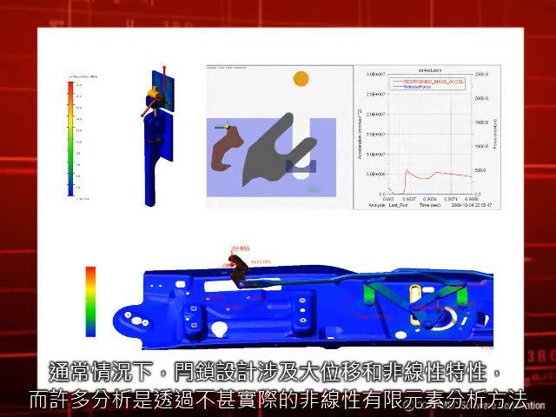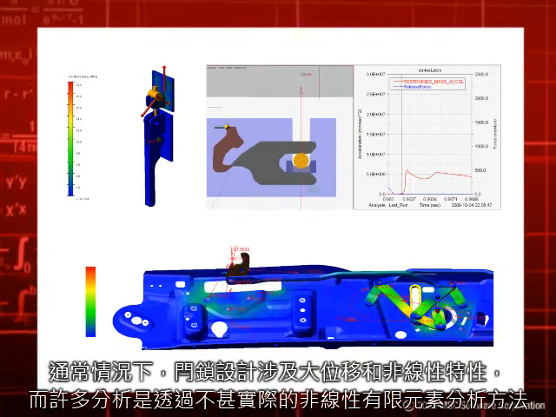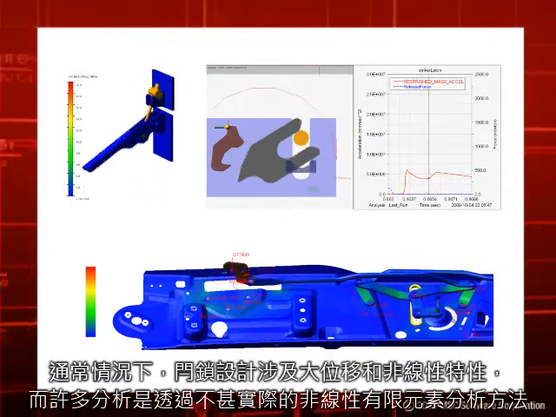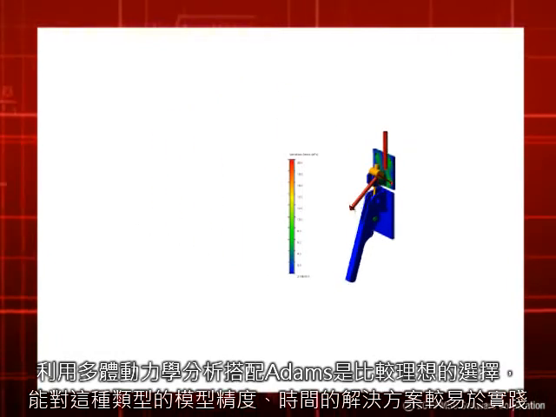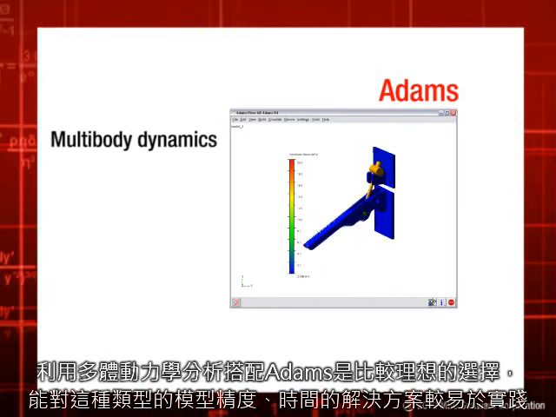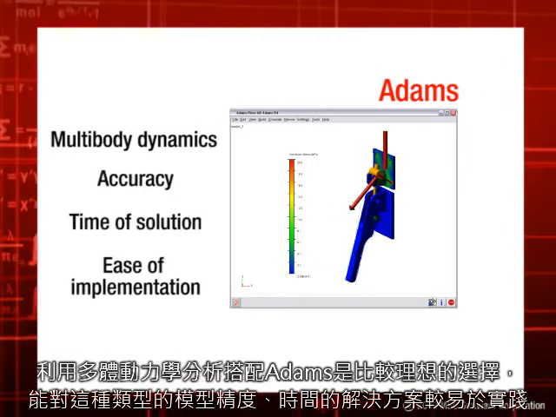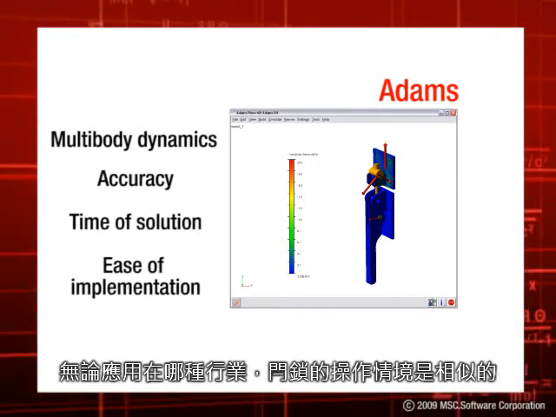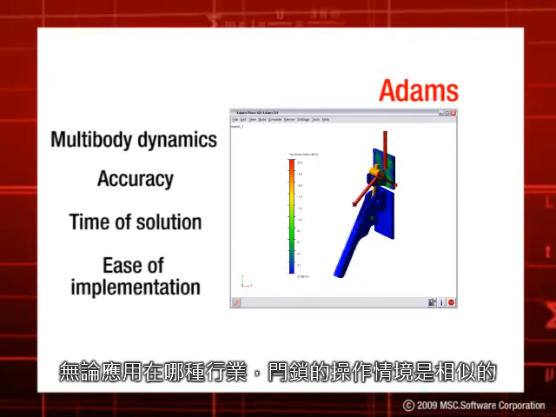Typically, latches involve large displacements and nonlinearities that make many of these analyses impractical using nonlinear FEA methods. Multi-body dynamics analysis with Adams is the ideal choice for this type of model for accuracy, time of solution, and ease of implementation. Regardless of application or industry, the operating conditions for a latch are similar.